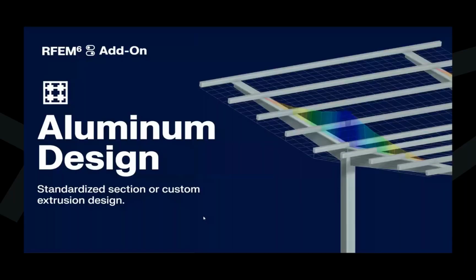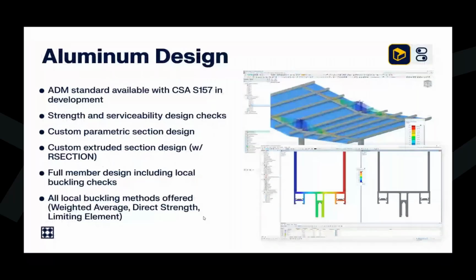Aluminum design is also possible in the program. We can carry out the member design, not only of those standard sections, but custom extrusions, which is a very big topic when it comes to aluminum. We currently have the ADM standard available, and have for quite some time. We're also working on the CSA S157 as we speak, and we want to release that within the coming months as well.